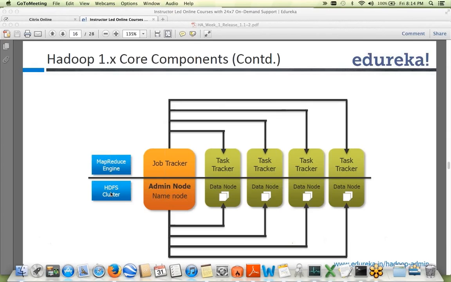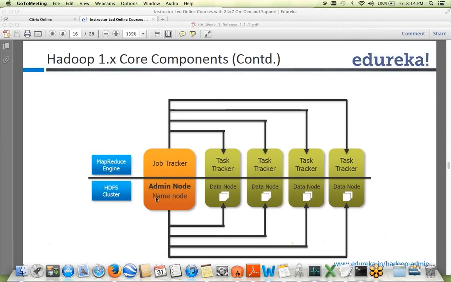There is no role of task trackers when you talk about accessing the data, because task trackers are supposed to run a task. When you try to read data from Hadoop, you're not running a task, you're just reading the data. So when you read the data, it goes to data nodes. And when you are trying to run the job, it runs on task trackers. So that's why we have split this as MapReduce engine and HDFS cluster.